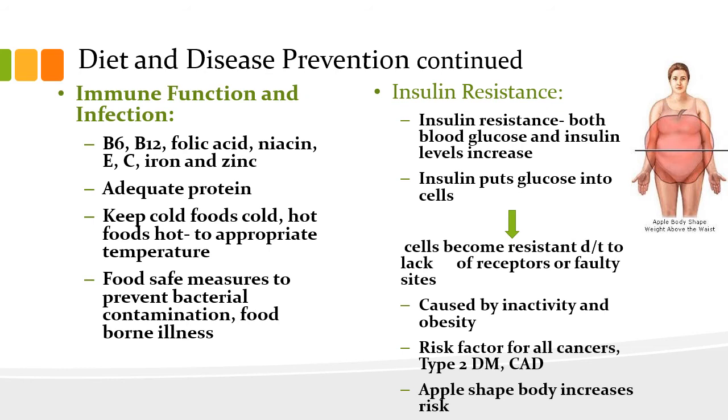Diet helps with immune function and infection. Your B6, B12, folic acid, niacin, vitamin E, C, iron, and zinc are all important nutrients to get to help your immune function. Making sure you have adequate protein.